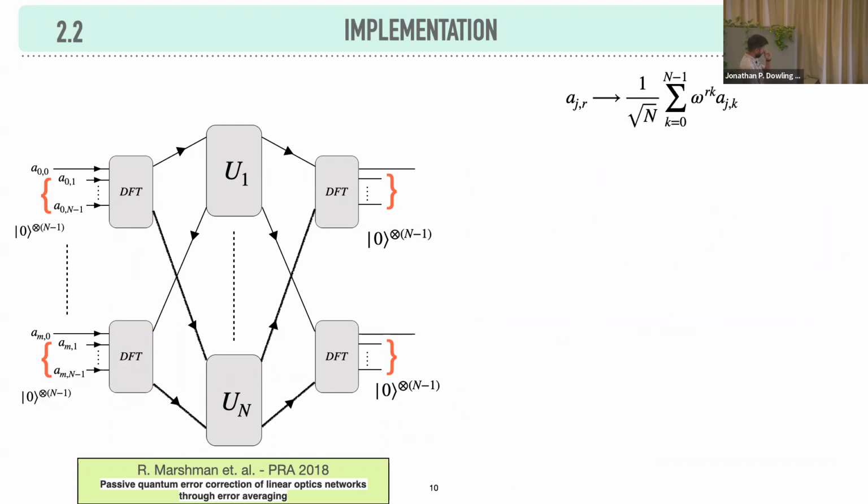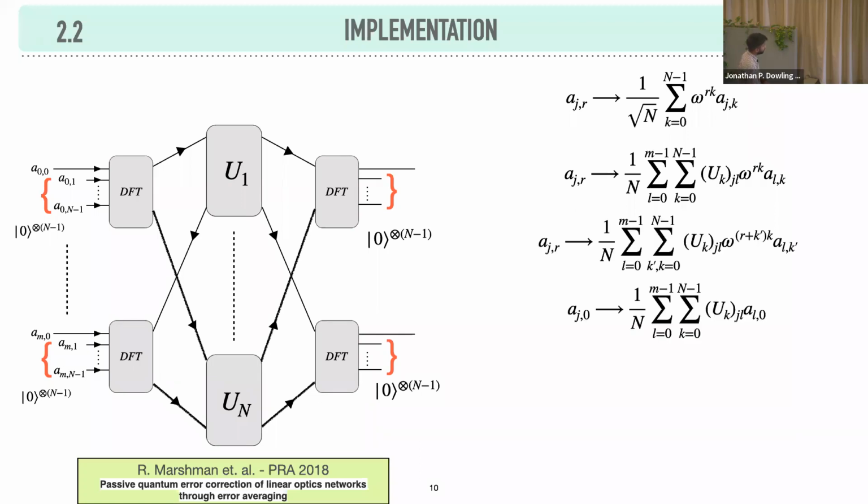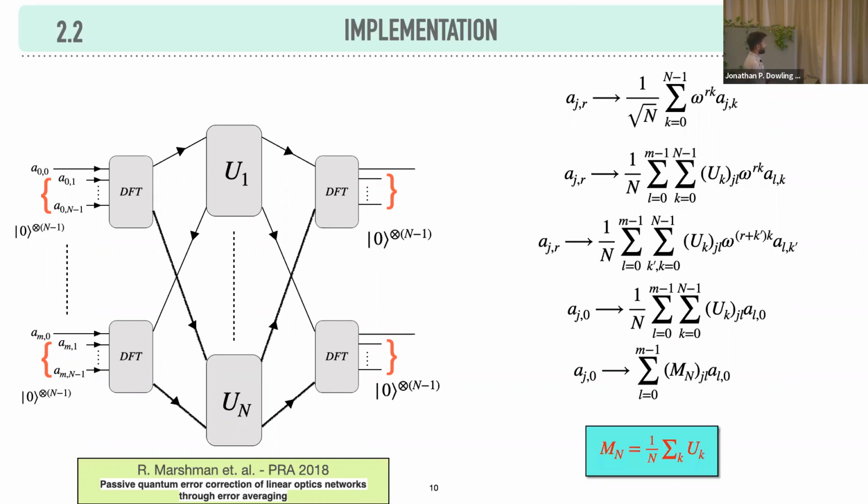And whenever you do that, you are sure that you have implemented an average of these unitaries. You can start writing out the mode evolution equations, but just trust me on this, if you will. So this is the final mode evolution equation. These are the output modes, and this is how they relate to the input modes.